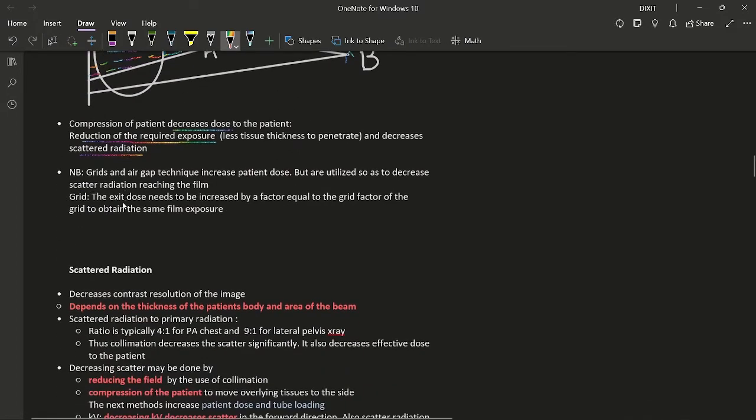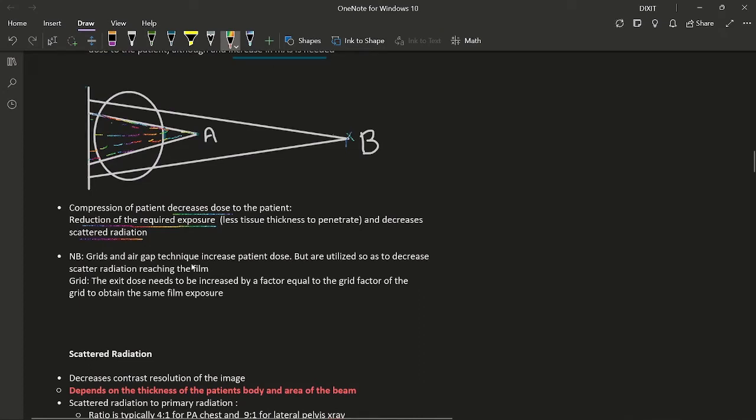Now another thing, grids and air gap techniques increase the patient dose, but the reason that they are used is because they help to counter the scatter rays that are reaching the film, and in that way they actually increase the contrast resolution of the image. In the case of grids, the exit dose needs to be increased by a factor equal to the grid factor of the grid to obtain the same film exposure.